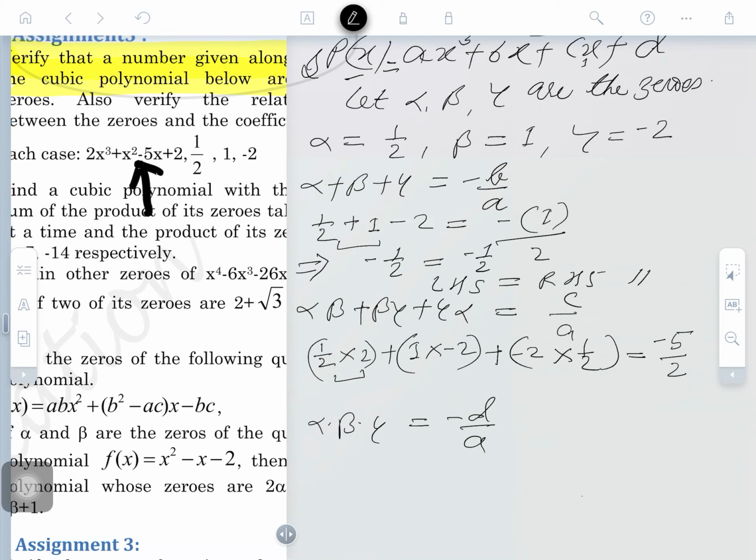What is their product? 1 will come here and minus 2 will come here, and it's minus 2 into half. Minus 1 will be there, or here minus 5 by 2 is coming. So, what will be here?